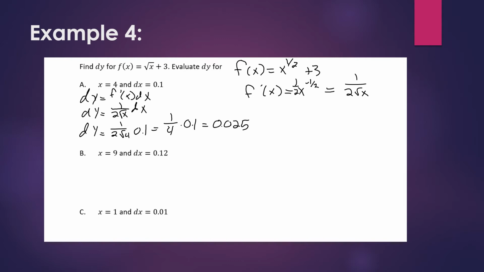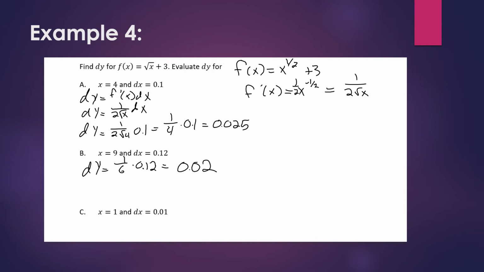So for b, it's the same thing, but we're plugging in 9 and 0.12. So dy is going to be 1 over 2 times the square root of 9, which is 3. 2 times 3 is 6, times 0.12. And for that one, we'll probably need to use a calculator. Let me find a calculator. So it's 0.12 times 1 over 6. That's the same thing as dividing by 6. And we're going to get 0.02.